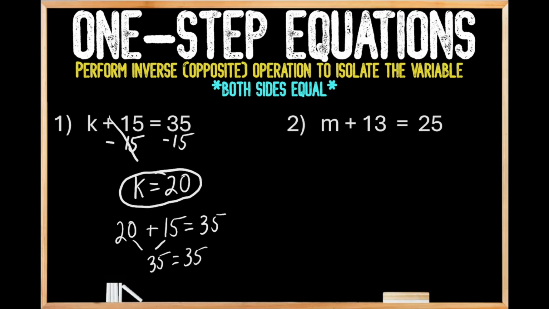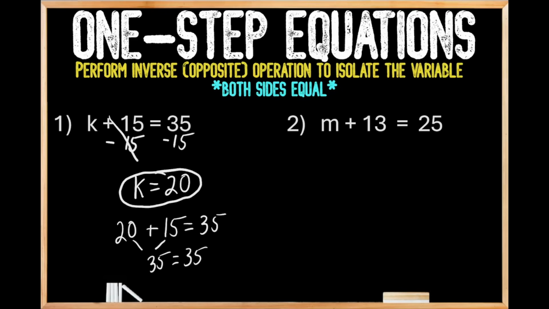Now moving on to question number 2, where this time we're being asked to solve for the value of m. And just like with our first problem here, in order for us to isolate our variable of m, we need to perform the opposite operation of whatever is being done to our variable in this problem. Here we have m plus 13 equals 25. So we need to perform the opposite operation of addition to undo this addition of 13.